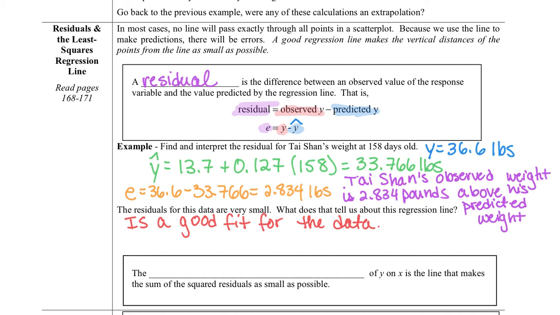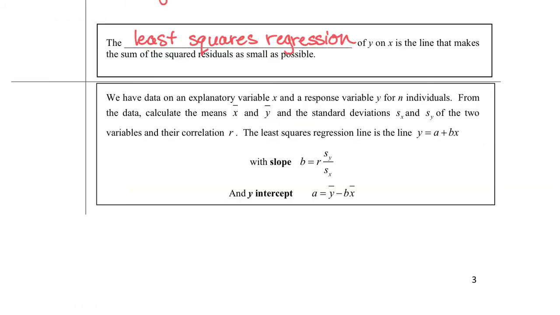But actually the best way to find a fit for your data is by doing a least squares regression. The least squares regression line of Y on X is the line that makes the sum of the squared residuals as small as possible. And we'll do an activity in class that will help you see what a least squares regression is and why it makes our line a best fit. All right, so let's move on to some more formulas.